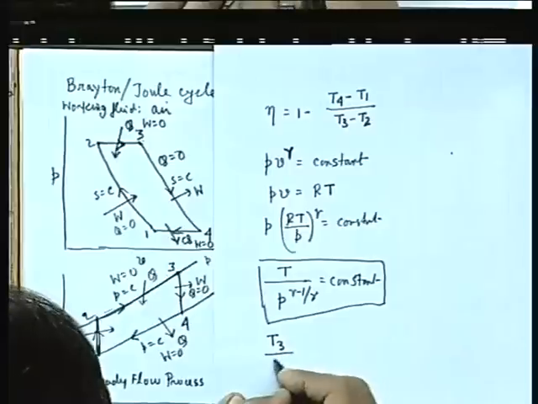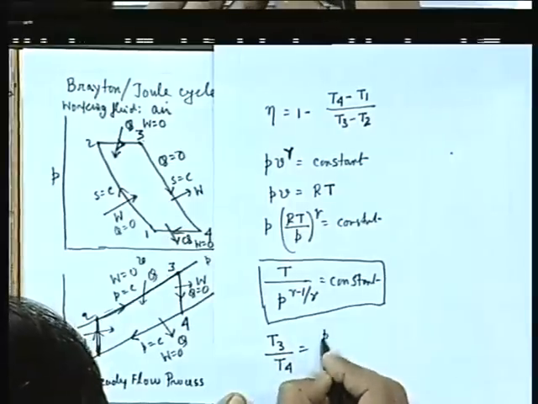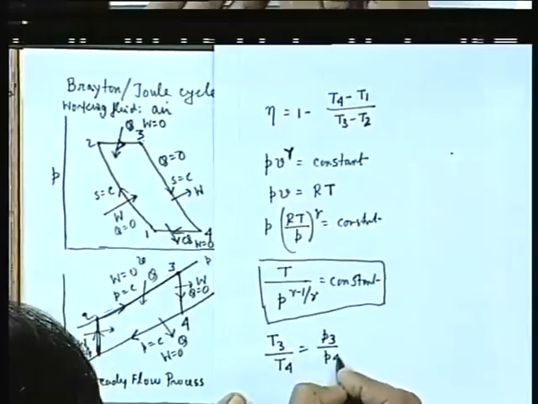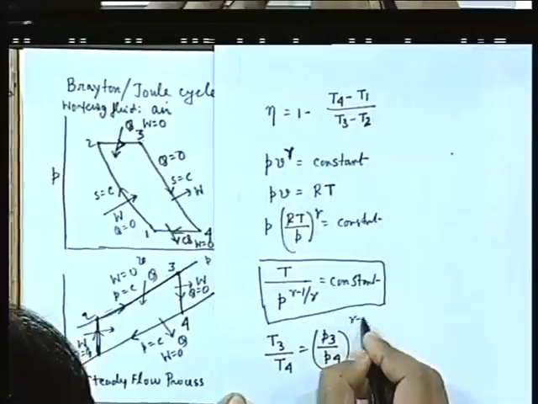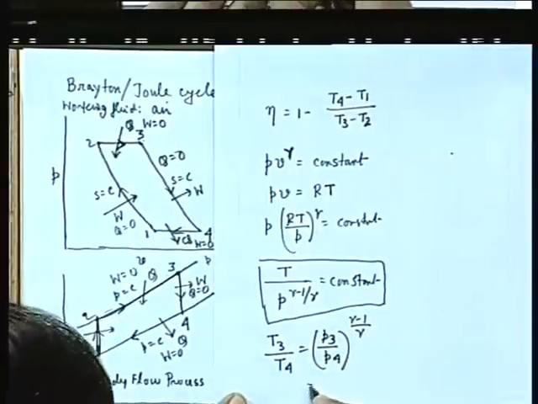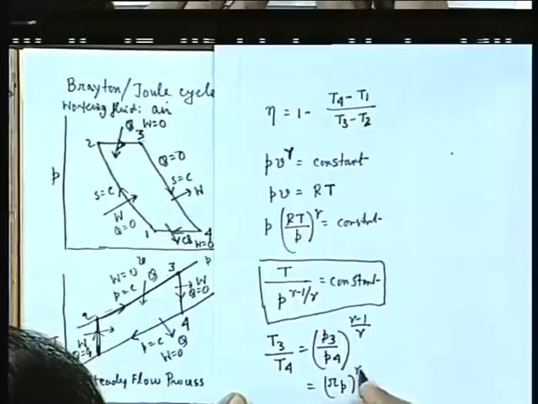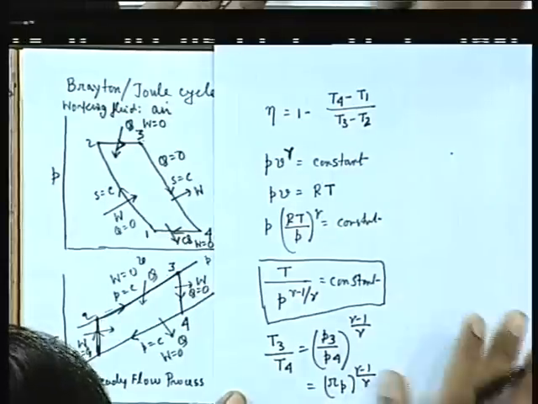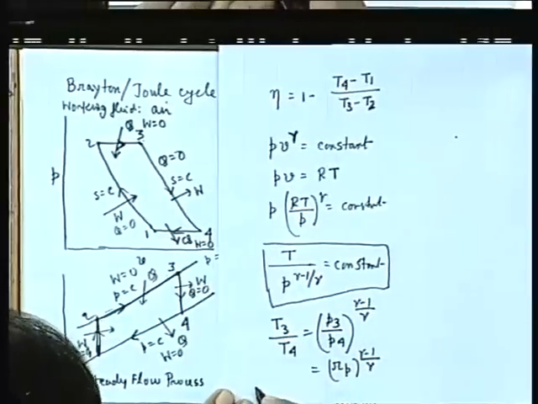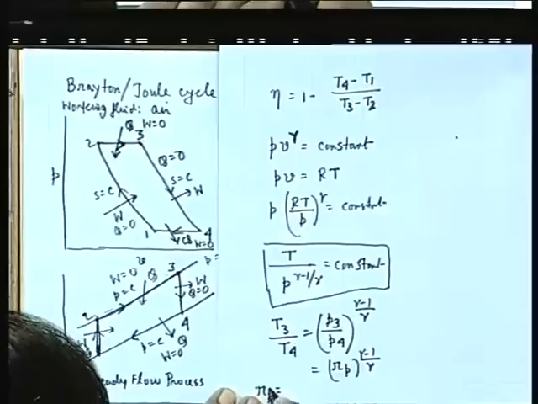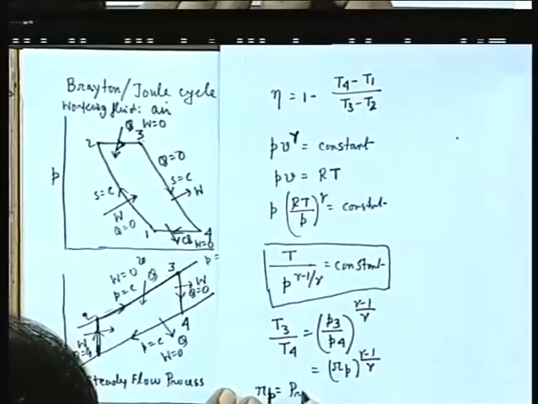T3 by T4 is P3 by P4 to the power gamma minus 1 by gamma. Now, this P3 by P4 is defined as pressure ratio Rp to the power gamma minus 1 by gamma, where Rp is known as the pressure ratio.